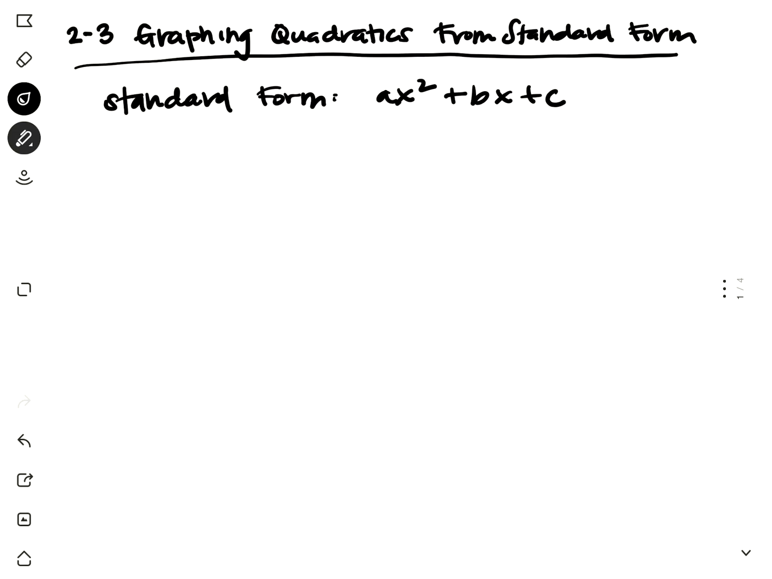Welcome back. Today we're looking at 2.3, graphing quadratics from standard form. Just a reminder, standard form for our quadratic function looks like ax squared plus bx plus c, where a, b, and c are the coefficients. A is the x squared coefficient, b is the x coefficient, and c is the constant. Let's just jump into this.